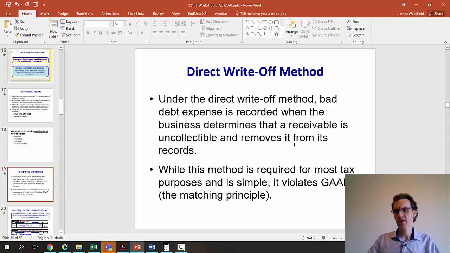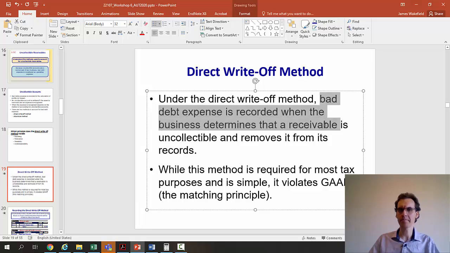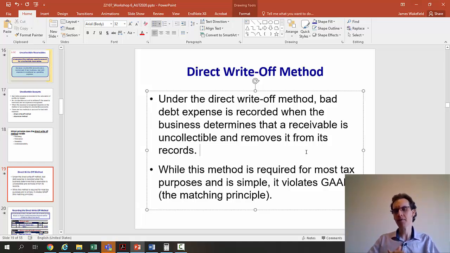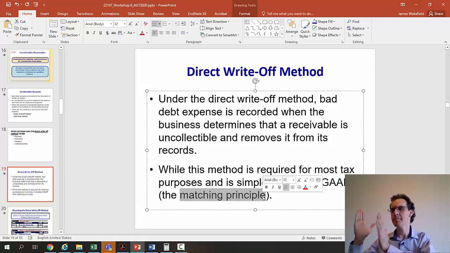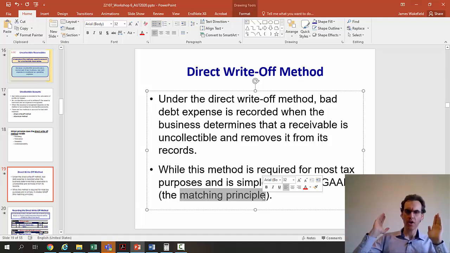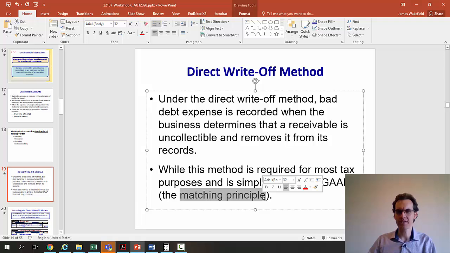So if we come back to the question that I just asked you, under the direct write-off method, the bad debt expense is recorded when the business determines the receivable is uncollectible and removes it from the records. In the example I just gave you, I mentioned Turbo, and we saw that the mechanic was waiting 2 years for an amount that probably was never paid. So there was a break from the period the revenue was recognized to the bad debt expense being recognized, and accordingly we are violating the matching principle. We have not related the bad debt expense with the revenues that were generated in that particular case.